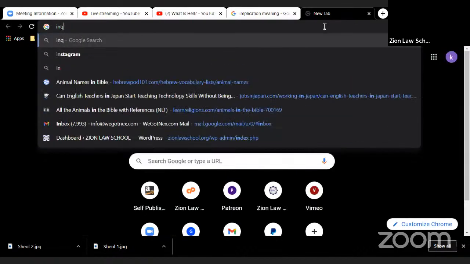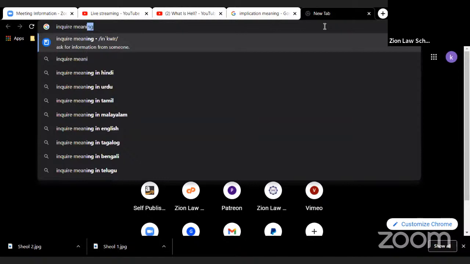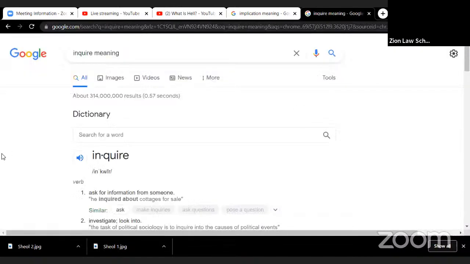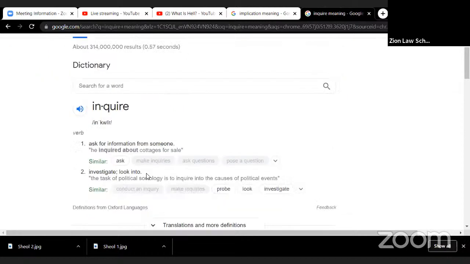So we're going to walk through step by step. All right, inquire: ask for information from someone. The second definition is investigate, look into. Okay, so now when we look at, do you have it open to 7592?